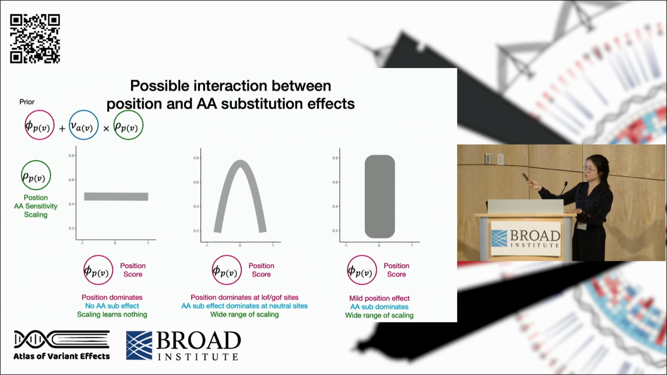And I think most protein data I see is in the middle part, where position dominates at gain of function and loss of function sites, while amino acid substitution effects dominate at neutral sites, and you also have a wide range of scaling. I've been seeing data for the first two scenarios, but not really the third one. I'm not a biophysical chemist, so I cannot tell whether it's something reasonable to assume theoretically. If you have any feedback on this, please talk to me. I appreciate all the discussions.